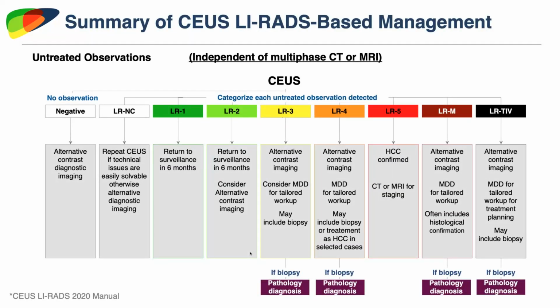So in this workflow, you can see where if you have an ultrasound LR3 positive observation at screening or surveillance, you can go immediately to contrast-enhanced ultrasound, independent of a multi-phase CT or MRI. Similarly, if a patient happens to be scanned by a single-phase or non-contrast CT or non-contrast MRI, and an observation was identified that needed further characterization, that patient can come to contrast-enhanced ultrasound and not have to come back to CT or MRI for a multi-phase study.